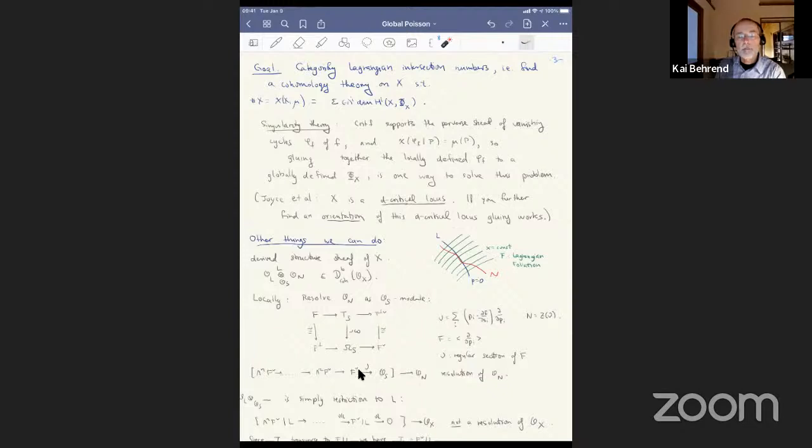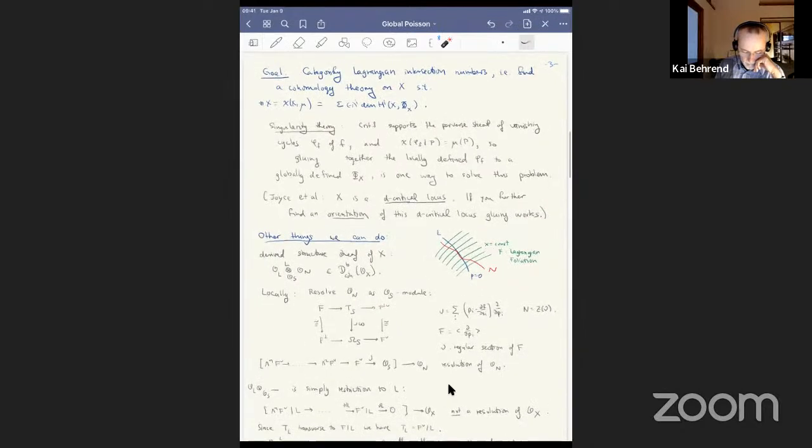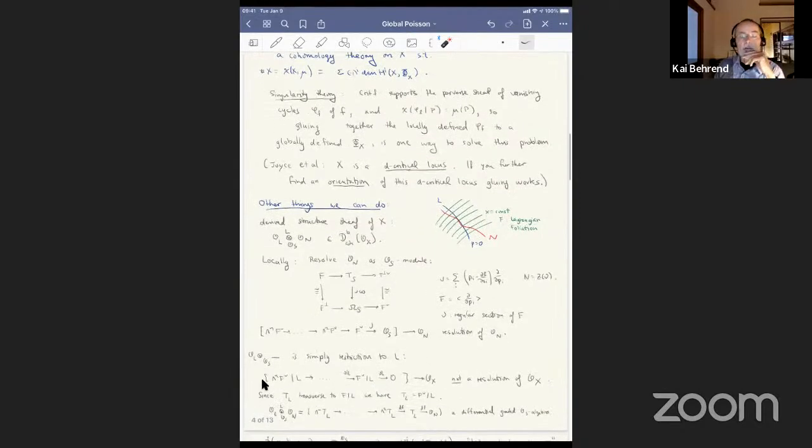Nu as a section of the bundle defines dually a contraction map from F dual to O_S. Then I can continue by taking exterior powers of the dual of this bundle, and I get the Koszul complex of nu, which resolves O_N. Tensoring with O_L is just restricting to L, and it maps to the structure sheaf of X. It's not a resolution anymore of O_X, though.